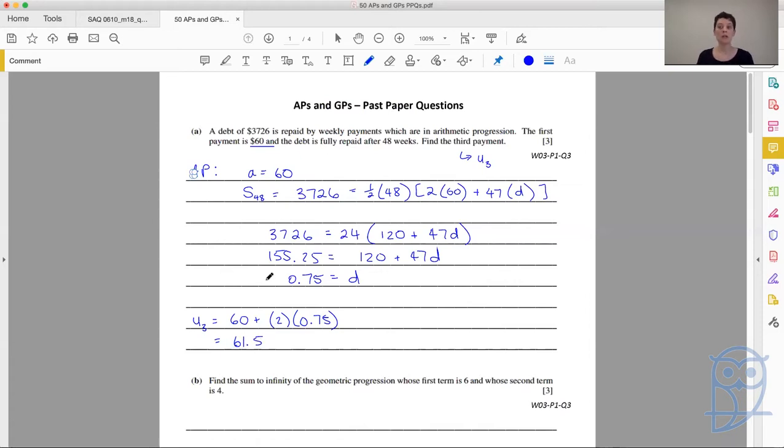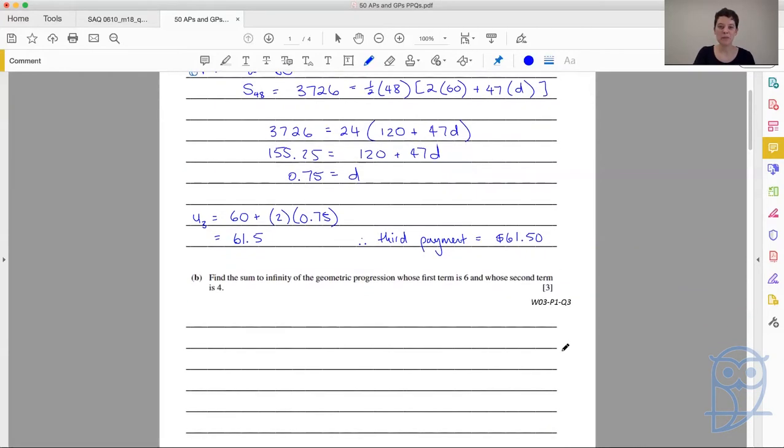Just because it's an applied question, I don't like to leave it as U3. They asked us for the third payment, so the third payment equals $61.50. We give that to 2 decimal places because we're working with money. So that was the AP part of the question.